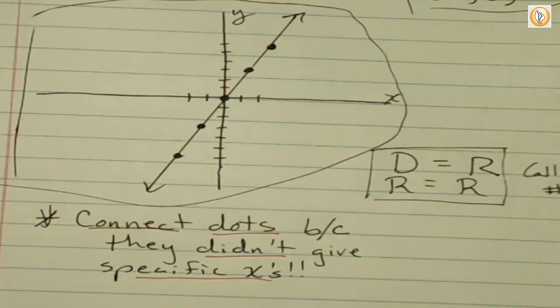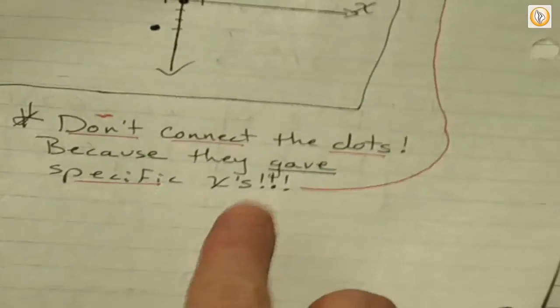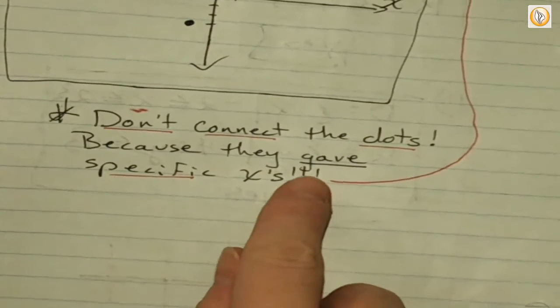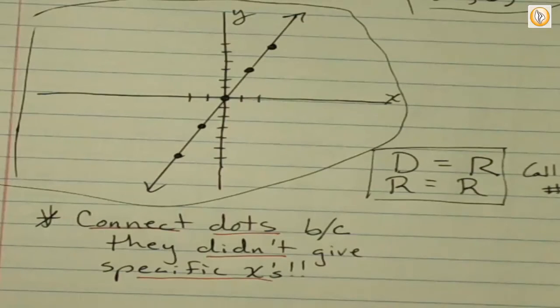I have a question. Yes. I'm just gonna double check. So if they give you the x's, you do not connect, and then? Correct. Don't connect the dots because they gave you specific x's. Make sense? All right. Any questions?